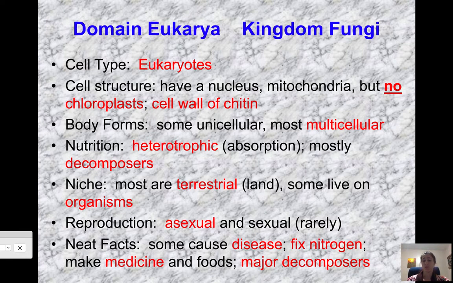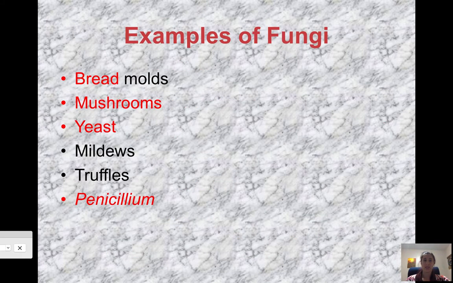They reproduce asexually through spores, usually. Some fungi can cause disease. I mean, y'all know about foot fungus, okay? So some of them can cause disease, but a lot of them do a lot of good for us. We eat them. They fix nitrogen for plants. We can use them to make medicine, but they can also be poisonous. So don't eat them unless you know what it is. And even if you do know what it is, maybe you don't know what it is. So I strongly suggest that you don't eat mushrooms unless you buy them from the store.